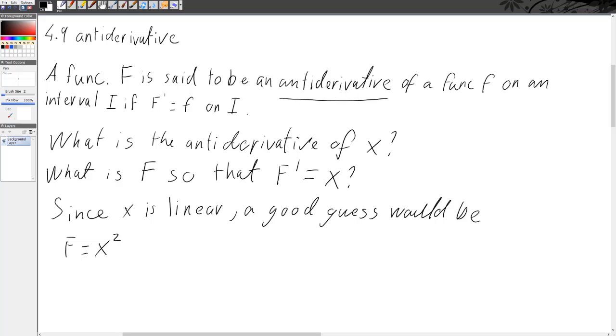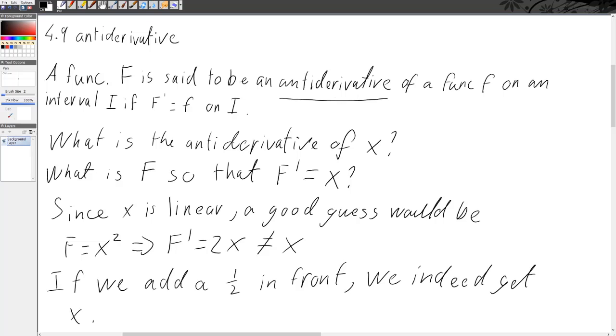But what happens when we take the derivative of F? We have that F prime is equal to 2x. This is not x, because of the 2 in front. So how can we make it x? Well, we want to get rid of the 2, so let's try to multiply by some constant to take the 2 away. In this case, the constant is going to be 1/2.